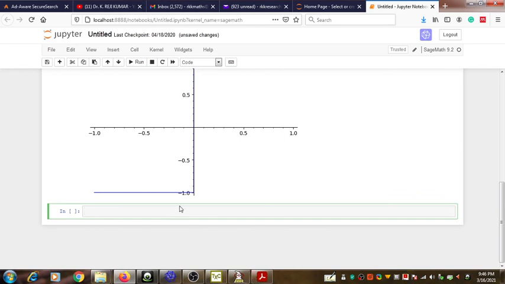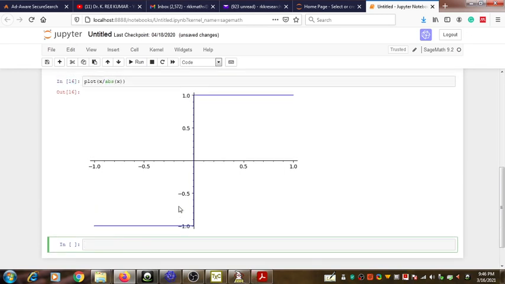This is the procedure of finding the limit of a function. Whatever function may be given, you can use the above syntax to obtain the limit.